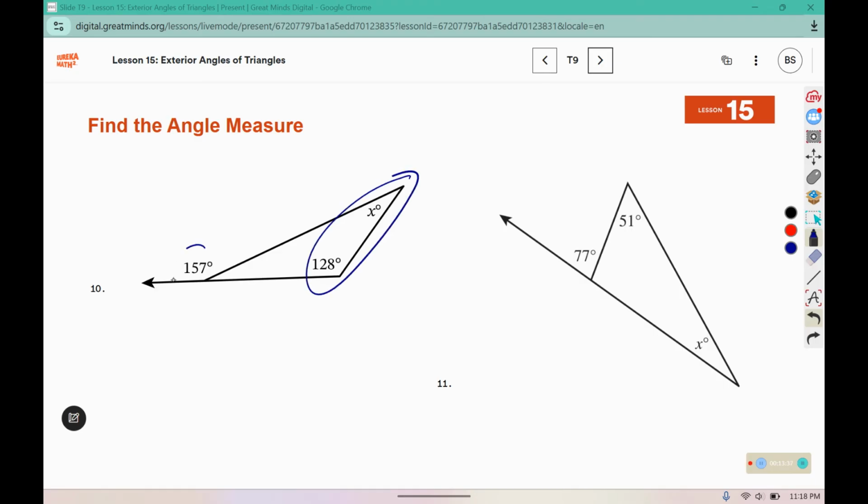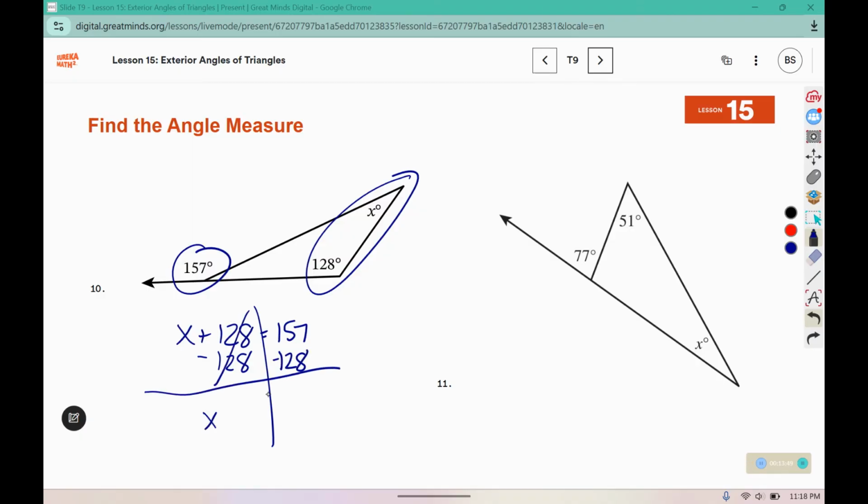The sum equals the exterior. We're going to subtract 128 to move it to the other side. Borrow. 17 minus 8 is 9. 4 minus 2 is 2. 1 minus 1 is 0. So x is 29 degrees.